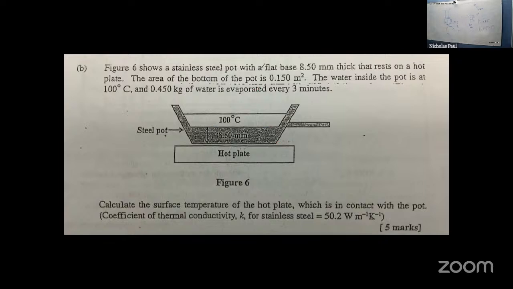They gave you how thick it is, so we know X. We know the area, that is A. They gave you the final temperature, they gave you the mass, and they gave you how long it will take. And it's water, right? So for us to find the power, power is equal to energy divided by time. You use the energy and then put it over time.